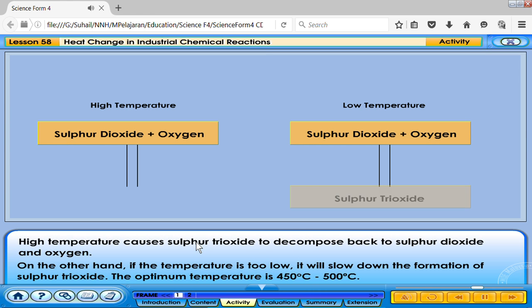High temperature causes sulfur trioxide to decompose back to sulfur dioxide and oxygen. On the other hand, if the temperature is too low, it will slow down the formation of sulfur trioxide. The optimum temperature is 450 degrees Celsius to 500 degrees Celsius.